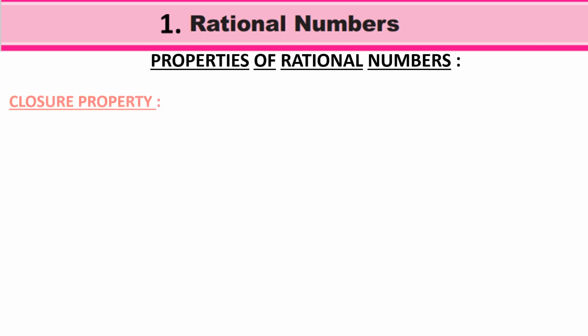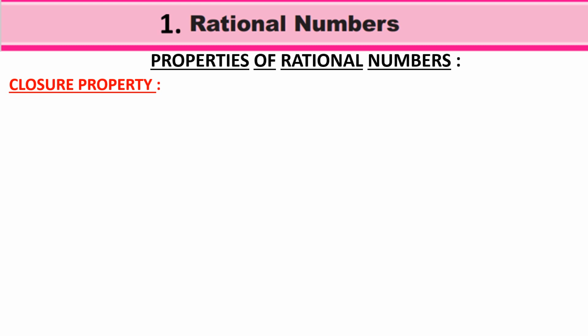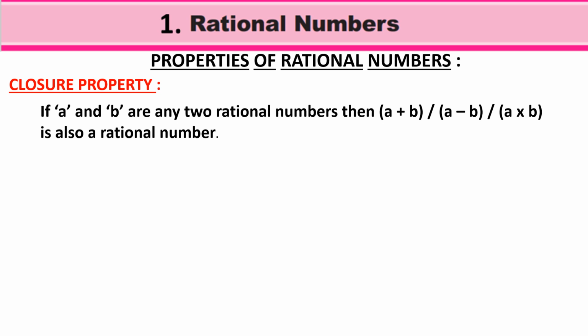Let us see. The first property is the closure property. So what is the closure property? If a and b are any two rational numbers, then a plus b, or a minus b, or a into b is also a rational number. This property is called the closure property.